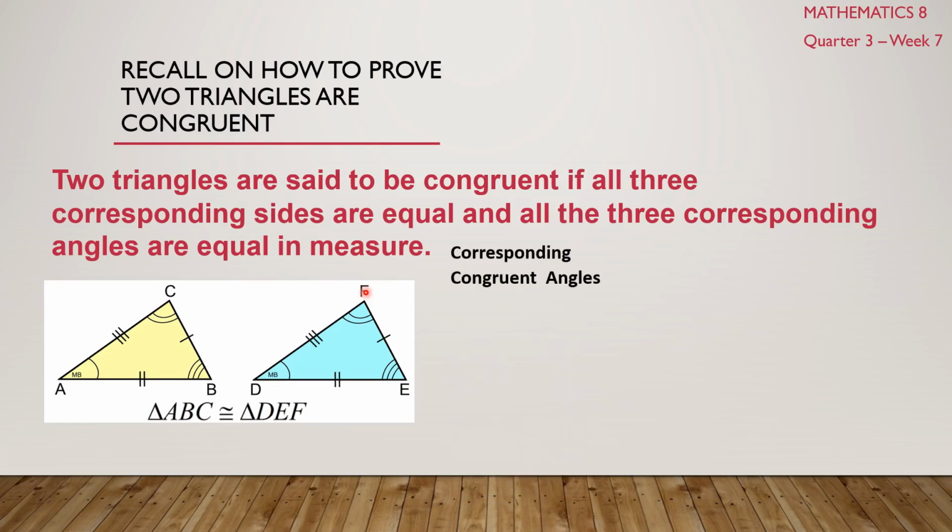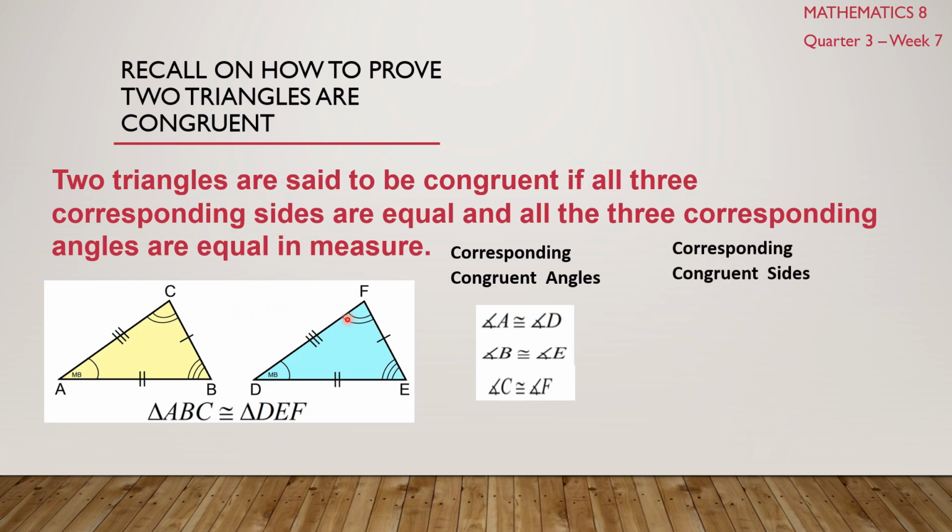Let's start with corresponding congruent angles of the two triangles. Angle A corresponds to angle D. Therefore, angle A is congruent to angle D because these two triangles are congruent. Then we have angle B corresponds to angle E, and angle B is congruent to angle E. And next, angle C corresponds to angle F. Therefore, angle C is congruent to angle F.